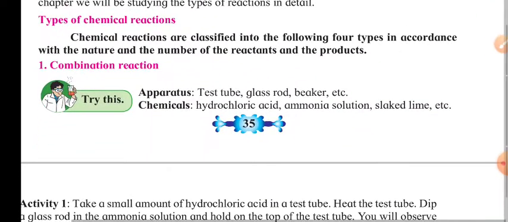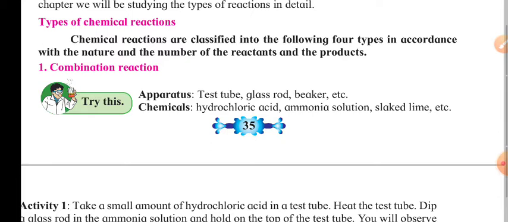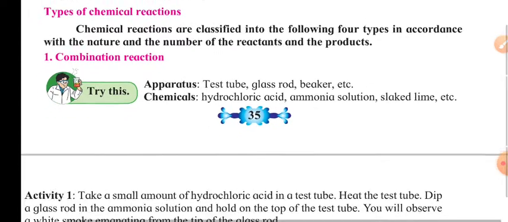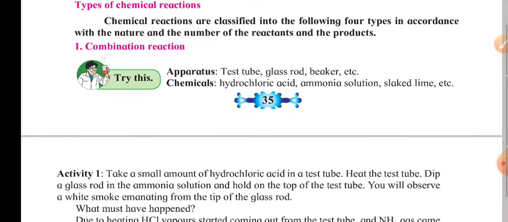Next is the types of chemical reactions. We have different types of chemical reactions according to the nature of their reactant and product. On the basis of that, first we have the combination reaction. Combination reactions are reactions in which more than one reactant is combining and forming one single product.